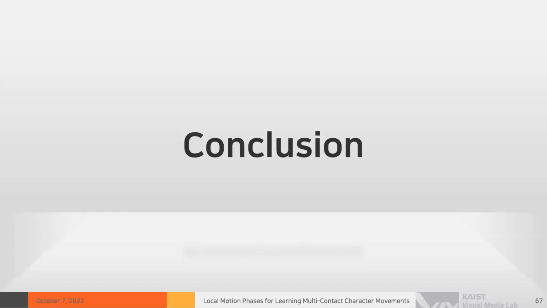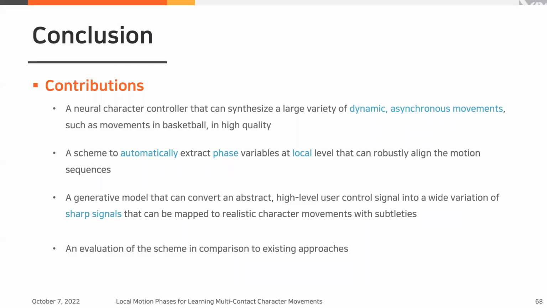Finally, the conclusion. Contributions of this paper are as follows. First, this paper proposed a neural character controller that synthesizes a large variety of dynamic asynchronous movements. Secondly, this paper proposed a scheme to automatically extract phase variables at the local level, which can be used to robustly align the unstructured motion database. And thirdly, the paper proposed a generative model that can convert a high-level user signal to various shape signals which can be mapped to realistic character movement. Finally, the paper showed an evaluation of the proposed method compared to existing approaches.